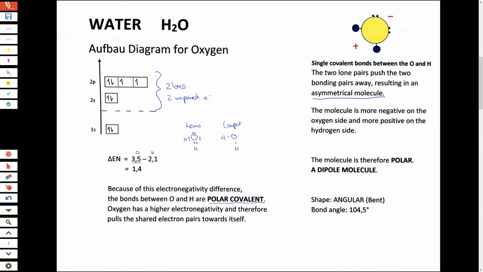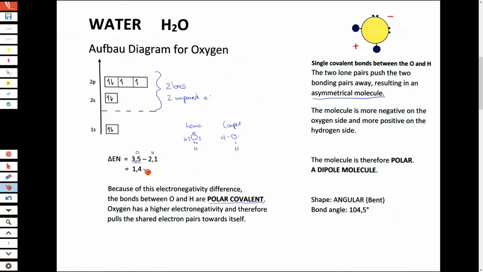The shape of the molecule is angular. In certain textbook study guides or on the internet, they might say bent, but we mainly call it angular. And the bond angle is 104.5 degrees. Important things here. The electronegativity difference is fairly large, 1,4.